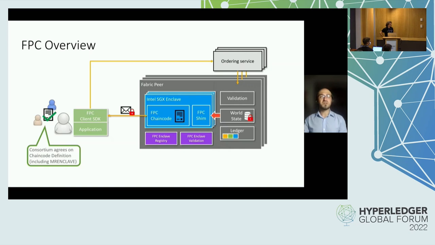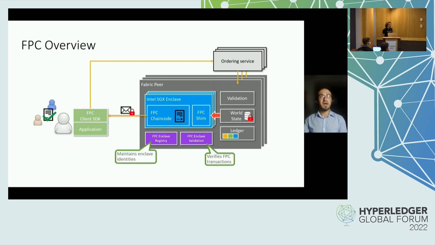As in Fabric, so in FPC, orgs have to install and approve the chaincode that they want to execute. In FPC, additionally, the chaincode definition includes the MR enclave, roughly corresponding to the hash of the chaincode attested to by the hardware, for integrity purposes. At initialization time, the chaincode enclave generates and attests some cryptographic keys, which are crucial for the authenticated encryption of client communications and data storage on the ledger.